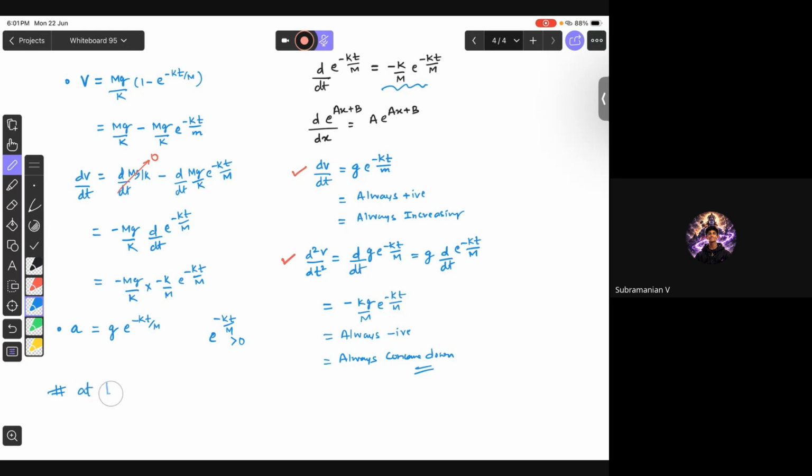At t equals 0, if I plug in t equals 0, I'll get 1 minus e to the power 0. Let's check whether our answer is correct or not. mg by k into 1 minus e to the power 0. So that will be mg by k into 1 minus 1. That will be 0. And one more point I know: after a long time, when t tends to infinity, v becomes mg by k. With this much data in our hand, I will draw the graph. You tell me, correct or not. I can take a new page.